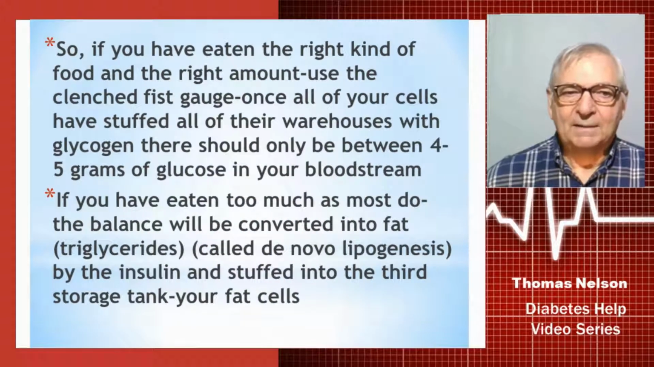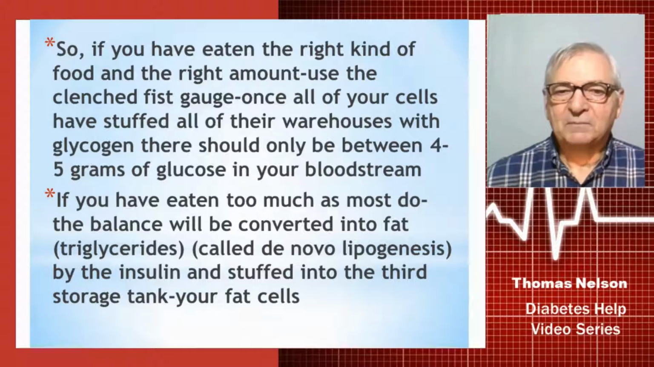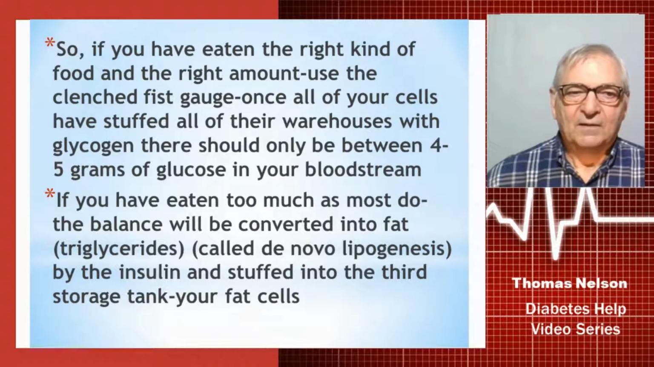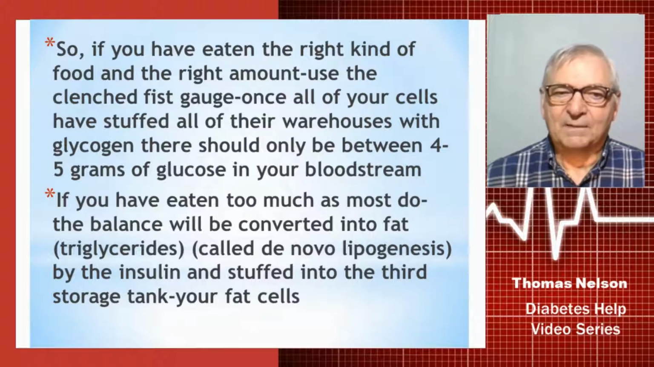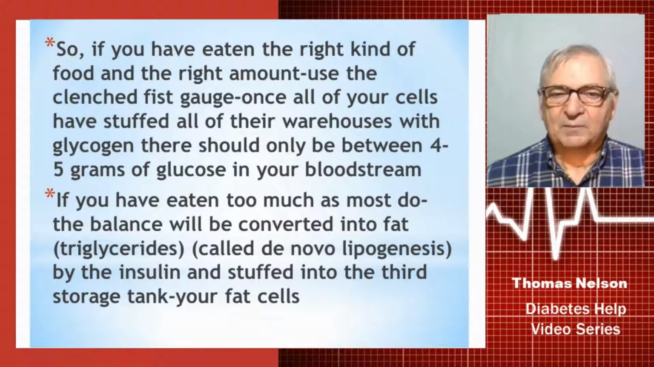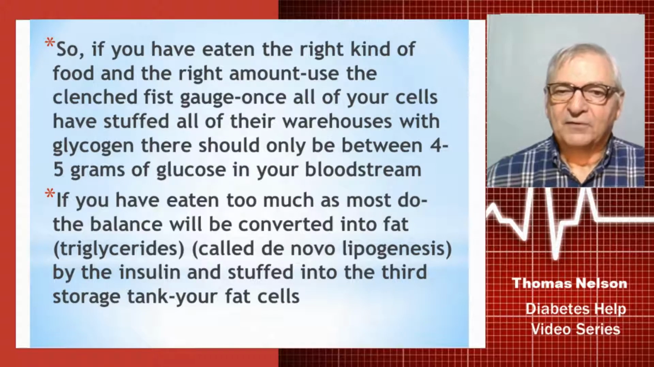So if you've eaten the right kind of food, low glycemic index, things like vegetables and a little bit of fruit, and you've eaten the right amount, which should be about as much as your clenched fist, because that's the size of your stomach, then once all your cells have taken up as much glucose and converted it into glycogen as they possibly can, there should only be about 4 to 5 grams of glucose left in the bloodstream. That means you will be within that 80 to 100 milligrams per deciliter as maintained by the little guy in your control room with those set points.